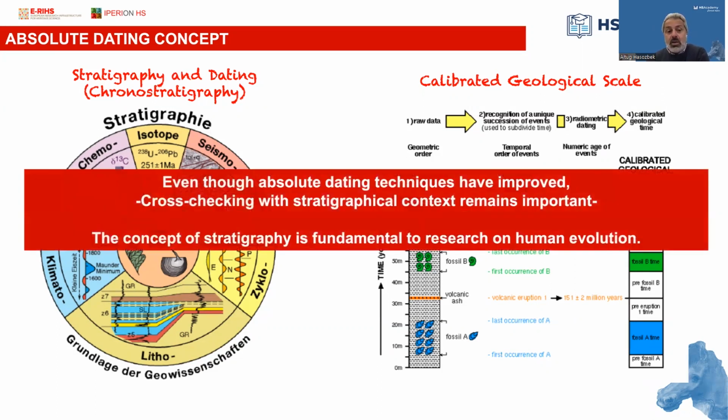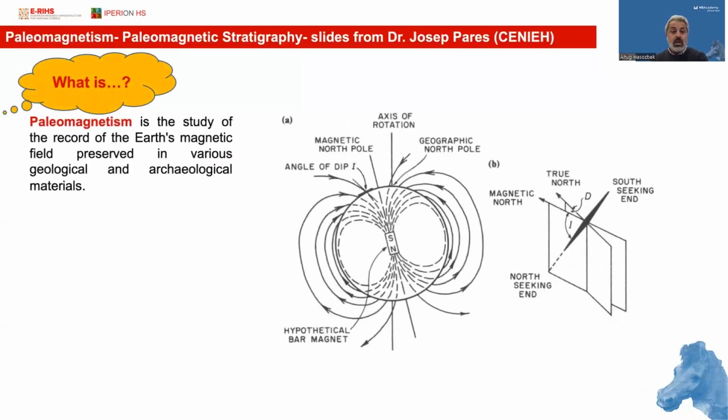So this is actually the go-home message. Even though absolute dating techniques have improved a lot, cross-checking with the stratigraphical context remains very, very important. The concept of stratigraphy is fundamental to research in geology, in geochronology, but especially in human evolution. So let's start with paleomagnetism.